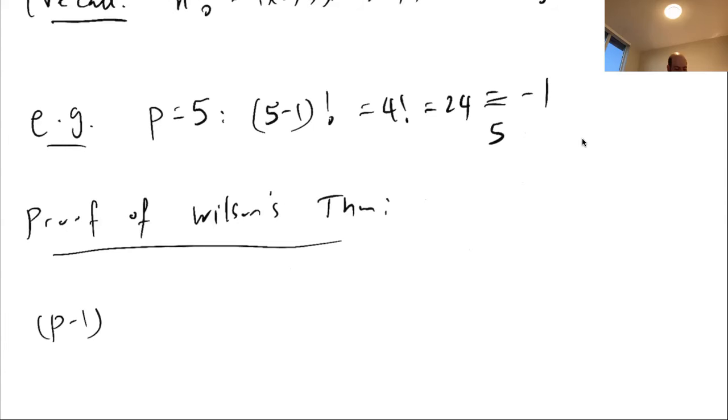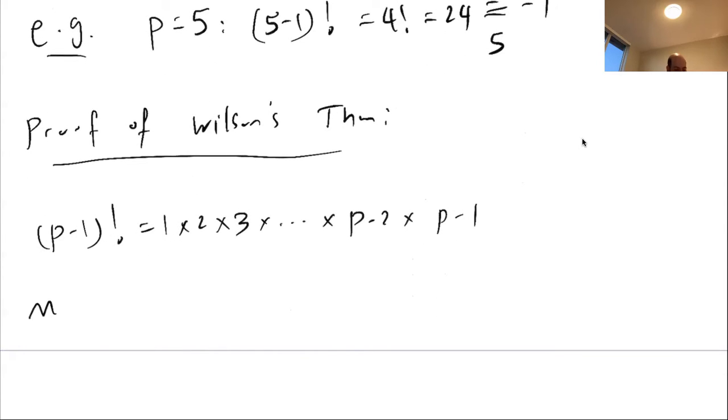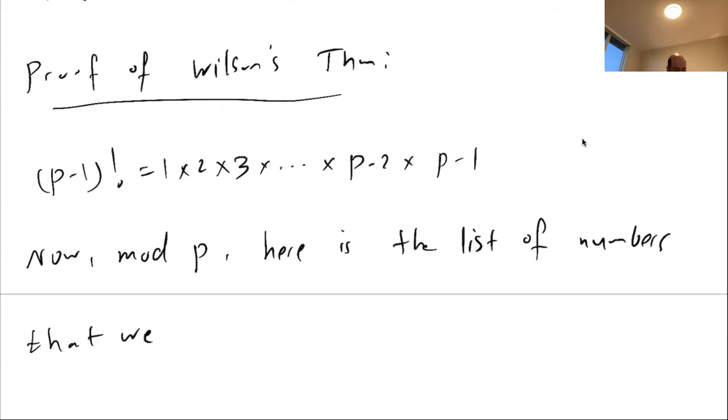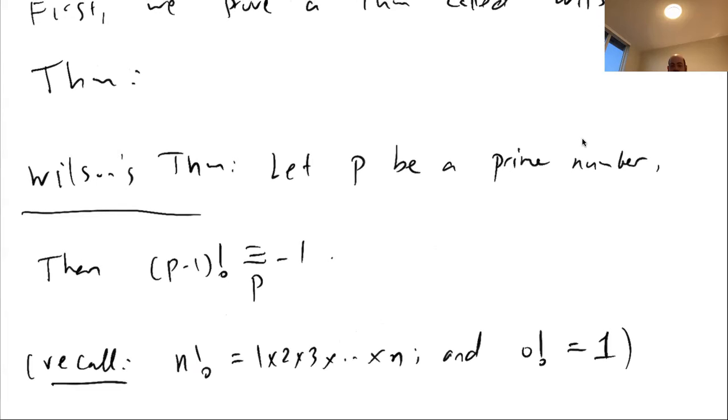So P minus 1 factorial means what? It means 1 times 2 times 3 all the way to P minus 2 times P minus 1. So mod P, here is the list of numbers that we need to multiply. Remember, we are trying to prove a congruence mod P. So every calculation that we are doing is mod P. In other words, our universe, like I said before, in the first video, is Z_P here, and every calculation is mod P.